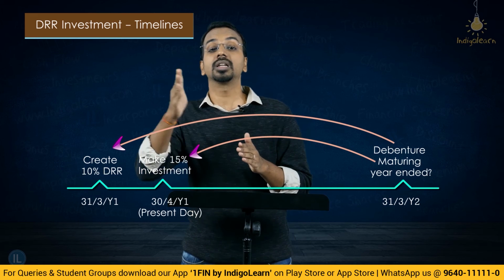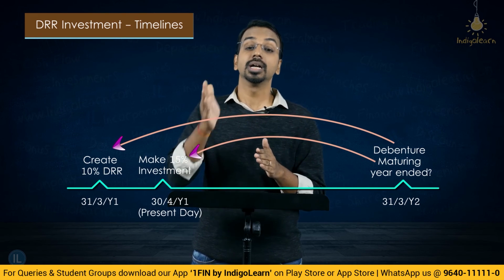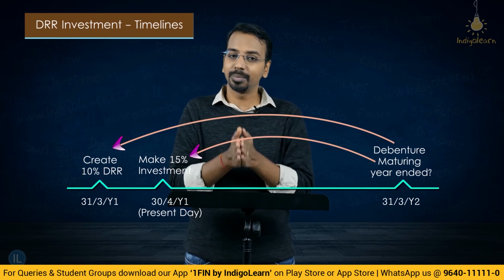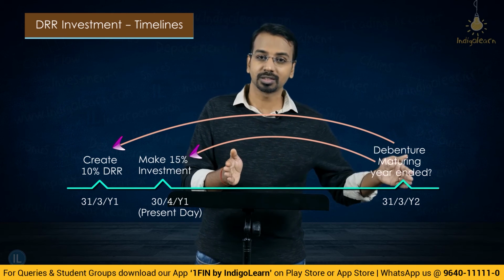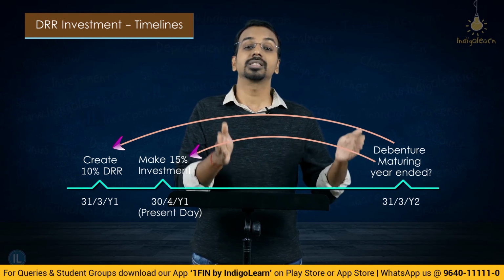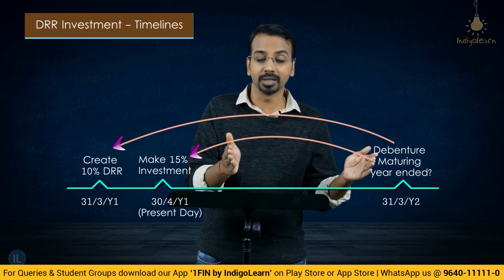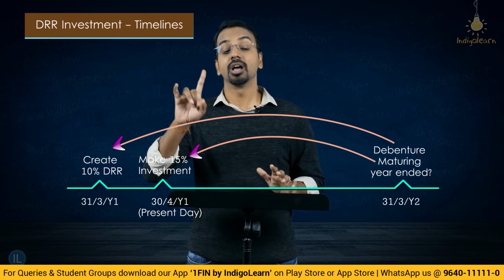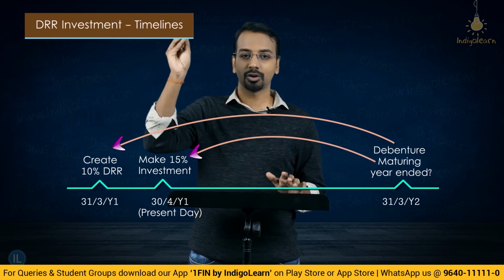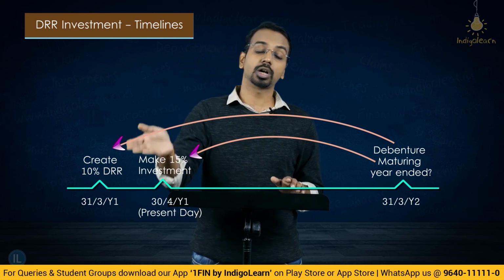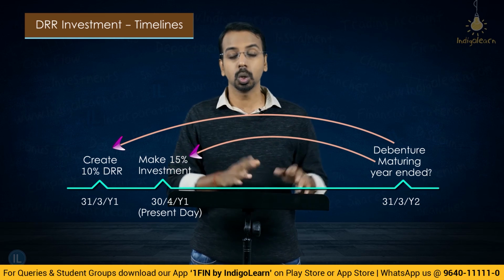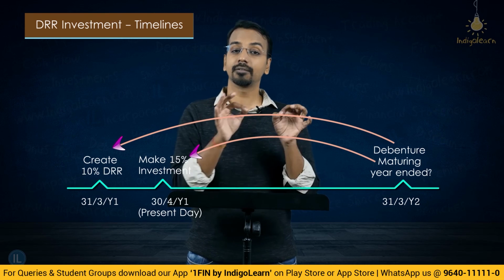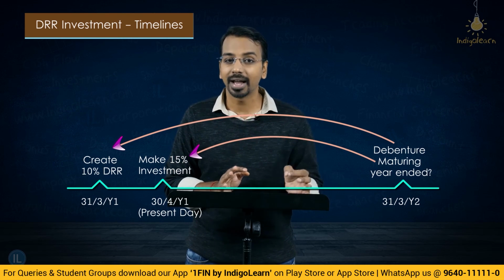Now, the check is not as on 31st of March of year 1, but as on 30th of April of year 1. So you have to check on 30th of April of year 1: what are the debentures which will be due for redemption by 31st of March of year 2? During this period, what is the total value of redemption that will happen? Of that, 15% should be invested in specified securities. For DRR, by 31st of March of the financial year, you will check what debentures are maturing by 31st of March of year 2 and accordingly make a 10% DRR requirement where applicable, and in this case, you will make a 15% investment in specified securities.